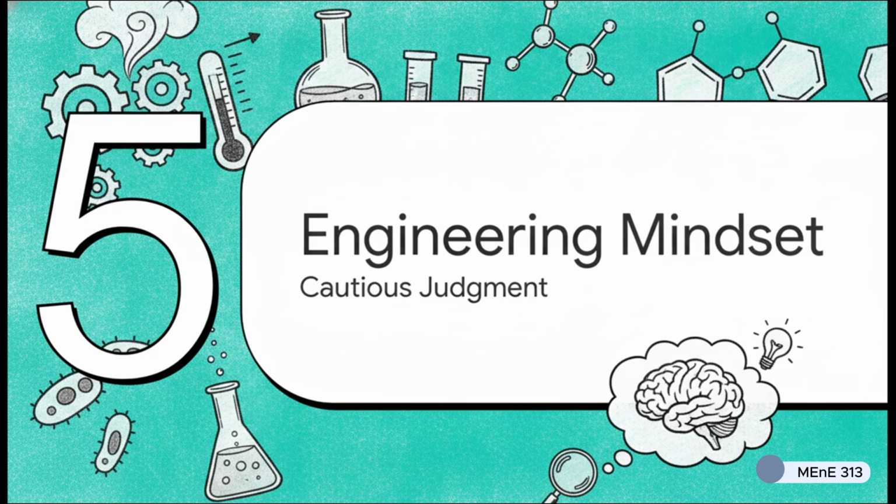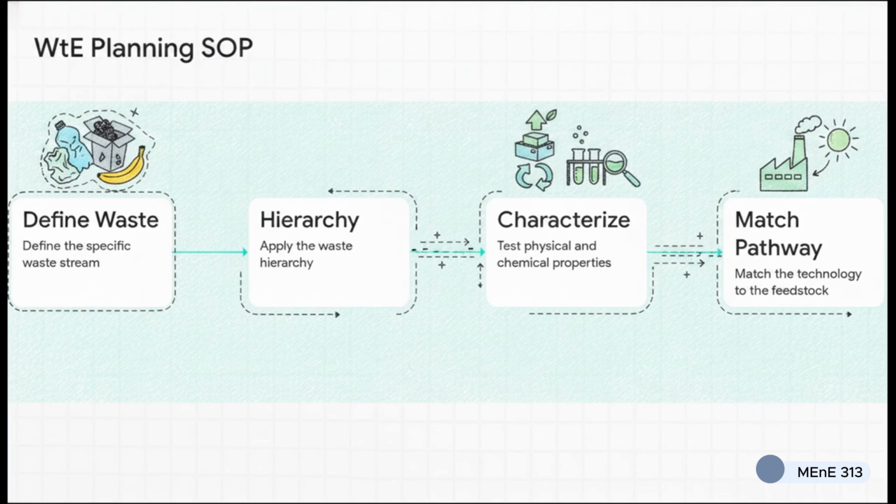Which brings us to our final section, the engineering mindset, where we focus on developing cautious, evidence-based judgment. So, the crucial point is that mastering the thermodynamics, the microbiology, and the chemistry, that's really only half the battle. The ultimate learning outcome for you this semester is developing a cautious, evidence-based engineering judgment, and that relies entirely on the standard operating procedure. Step 1, define the specific waste stream. Step 2, apply the waste hierarchy, meaning can this be reduced, reused, or recycled before we even think about burning or digesting it. Step 3, characterize the physical, chemical, and biological properties. And Step 4, only then do you match the pathway to the feedstock.